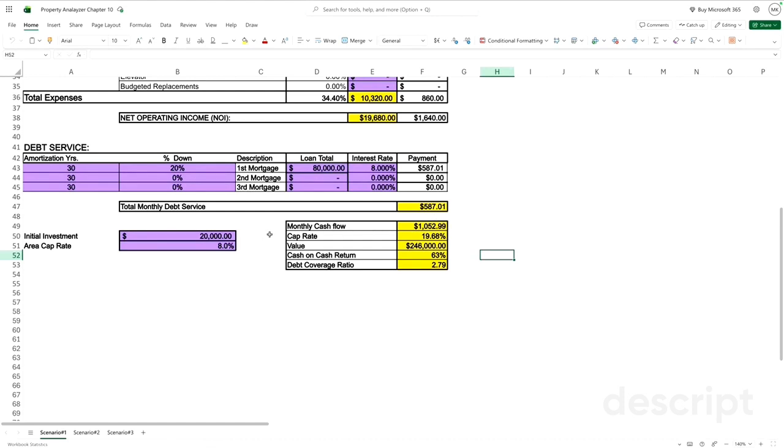1,052 divided by 20,000. You take that annual cash flow amount, the total amount you make per month times 12, and you divide that by the down payment that you put up for the property. Once you divide that, you get about 60 to 63%. So you're making 60 to 63% on your money year after year, which is amazing.